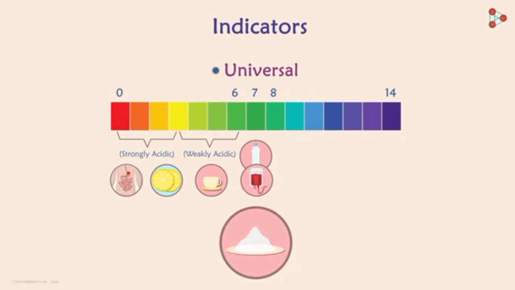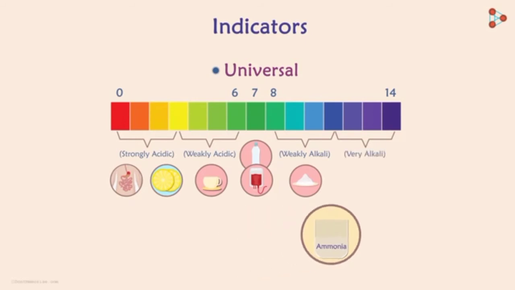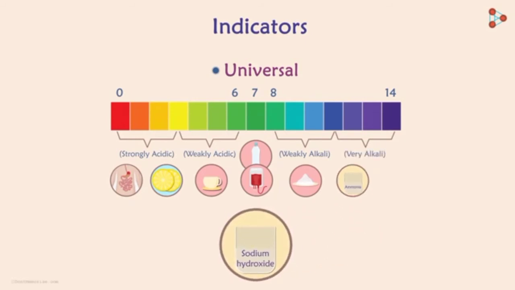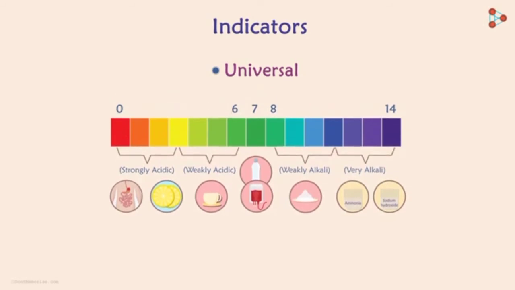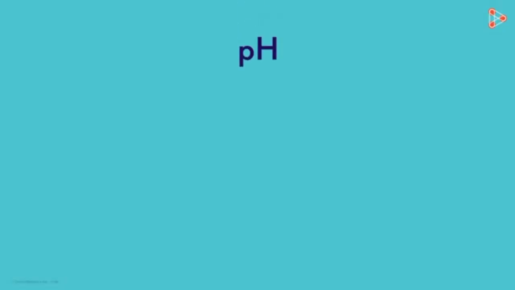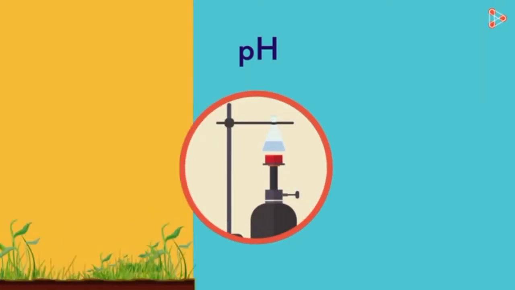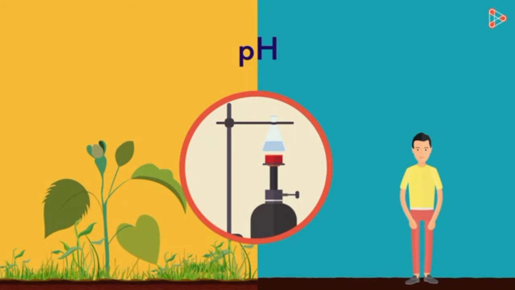Baking soda has a pH of around 8.3, which tells us that it's weakly alkaline. Household ammonia has a pH of around 12. Yes, very alkaline. And a sodium hydroxide solution has a pH of close to 14. Extremely basic. Does pH only have to do with solutions in the laboratory? Or does it also affect plants and humans in daily life?